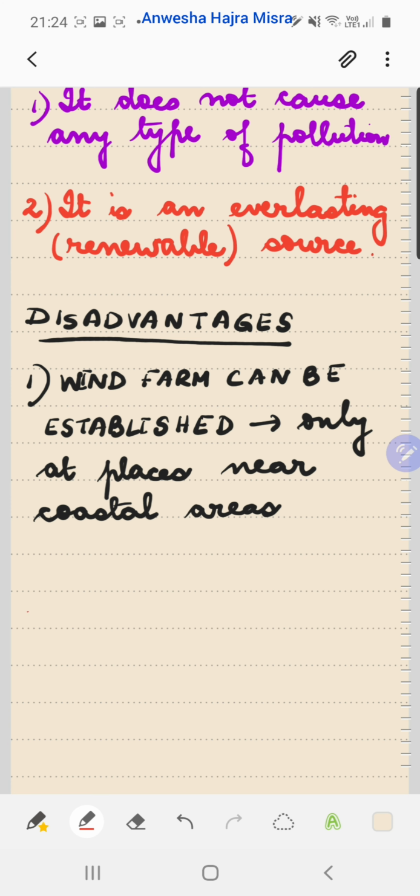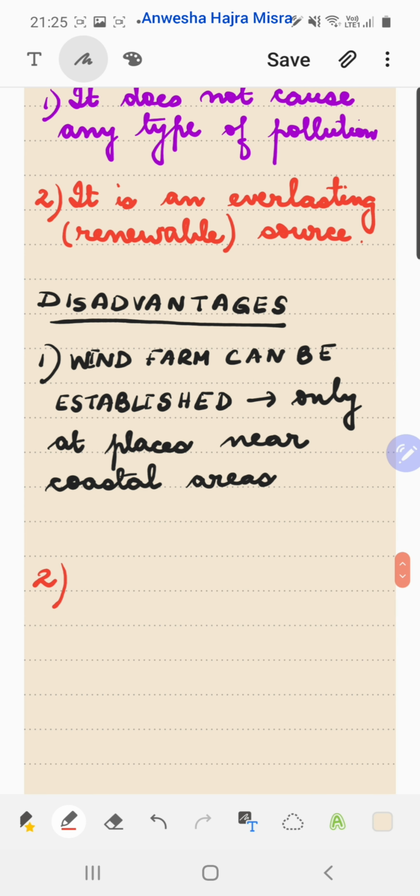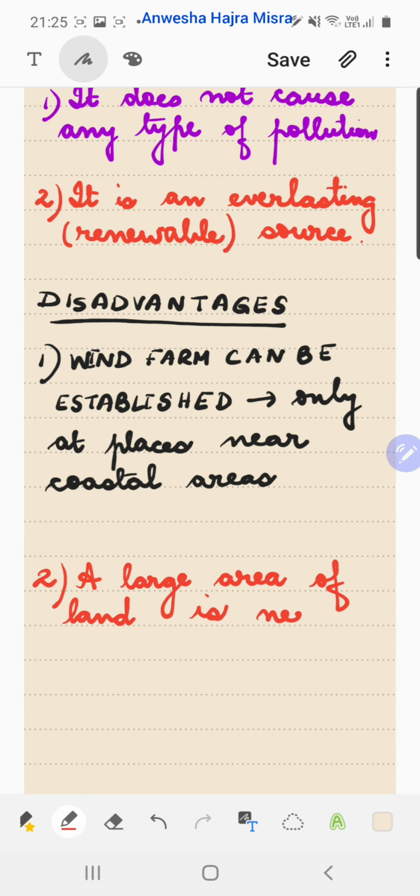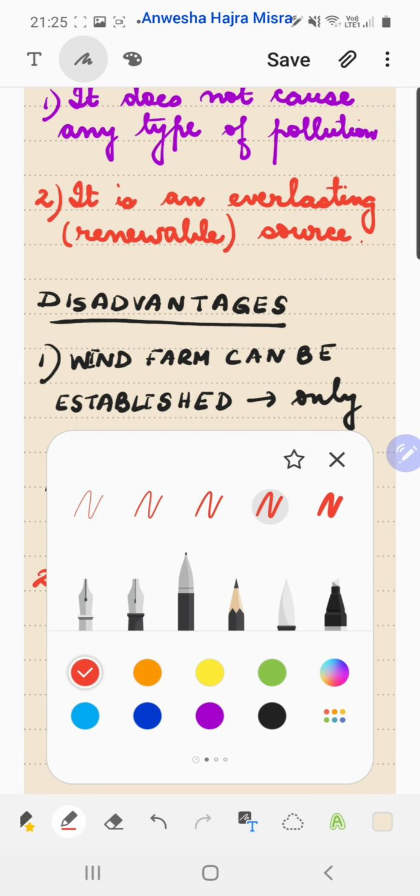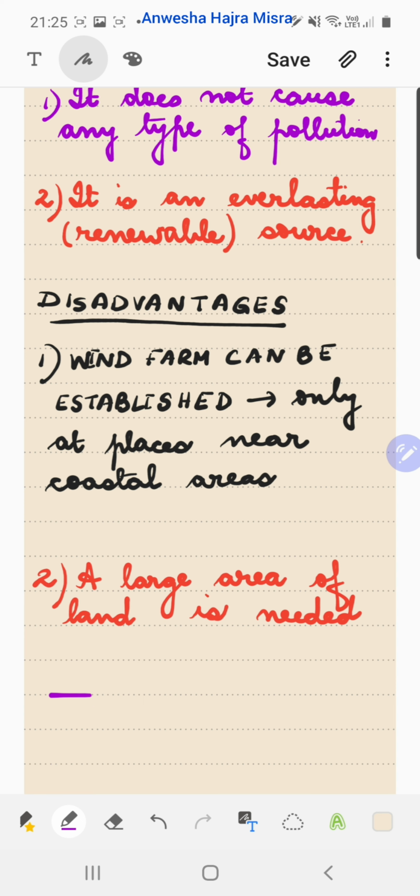Secondly, a large area of land is needed for the establishment of the wind farm. Number 3, the establishment of a wind farm is very expensive.